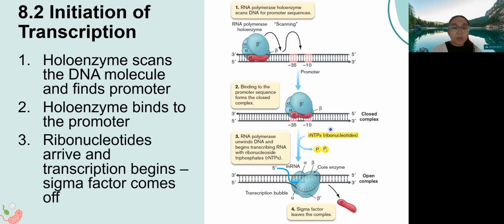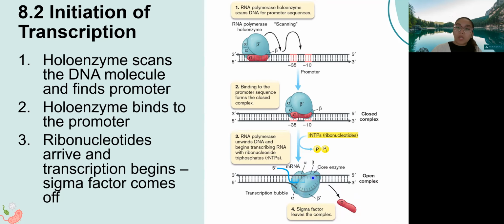And so last step is that the ribonucleotides, so the nucleotides that make up RNA, are going to come, and it starts to make mRNA, right? So mRNA is being made. And the sigma factor comes off, because really the sigma factor's only job was to find the promoter. Once it finds it and transcription begins, now it's just the RNA polymerase by itself. The sigma factor can be reused for something else, to bind to a different promoter. So this guy gets recycled. Okay, cool. So now transcription is happening.